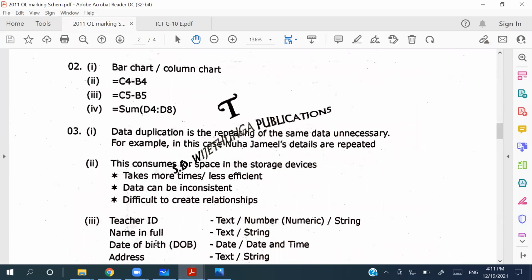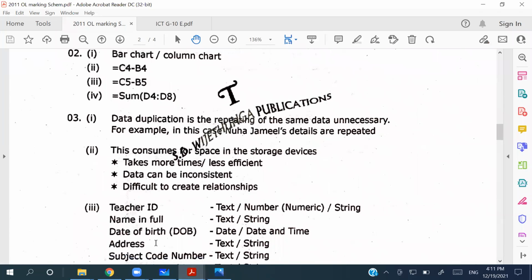So he's saying data duplication is the repeating of the same data unnecessarily. For example, in this case, Noha Jamila details are repeated, right? So if you draw it and illustrate it, it doesn't matter, right? So these 2 points should be there. Repeating the same data unnecessarily, right?